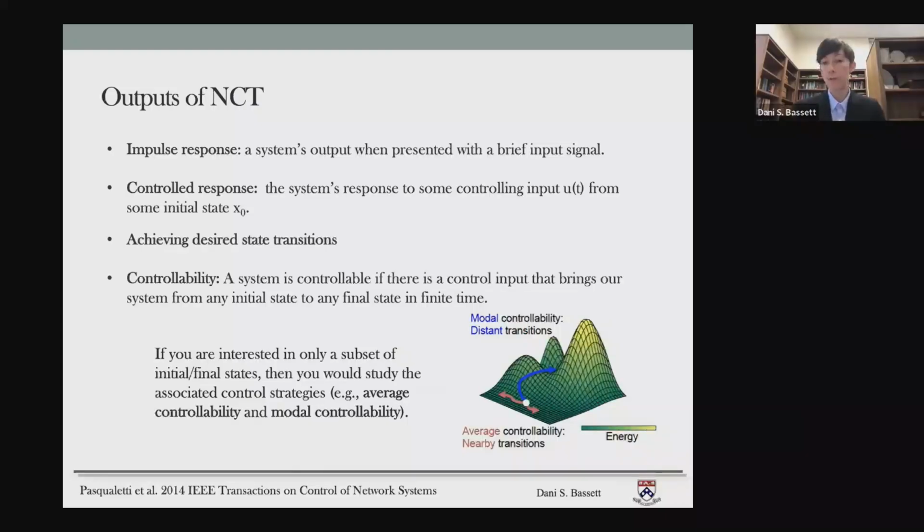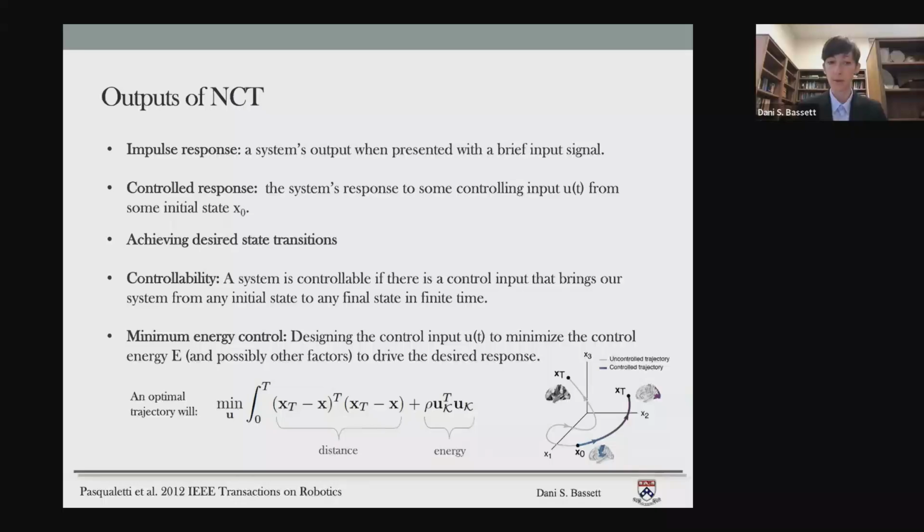The fourth output is the controllability. So what is the controllability? Well, a system is controllable if there is a control input that brings our system from any initial state to any final state in finite time. And if you're interested in only a subset of initial versus final states, then you might study the associated control strategies, like the average controllability or the modal controllability.